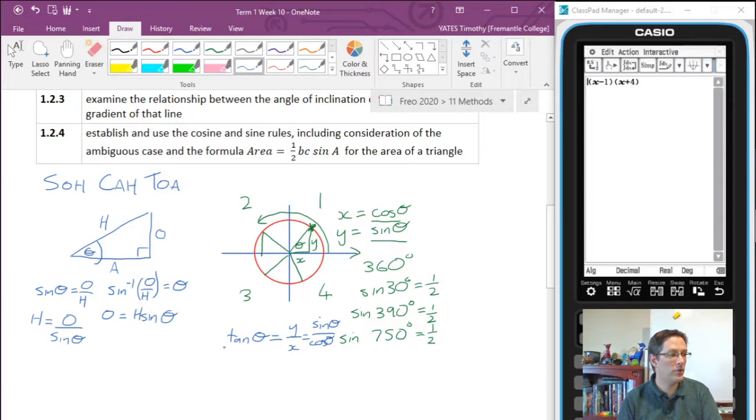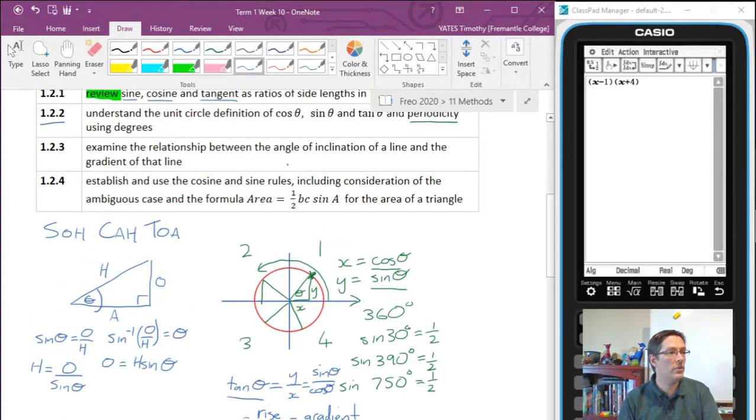But there's another thing that's important about tan theta, which is that it is also rise over run. Because remember, the amount it goes up in y is its rise, the amount it goes across in x is its run. So if tan theta is rise over run, that is going to be the gradient. And there we have it. So that is the relationship between the angle of inclination of a line and the gradient of that line. It's just that tan theta is equal to the gradient. It's a pretty simple one, that one.